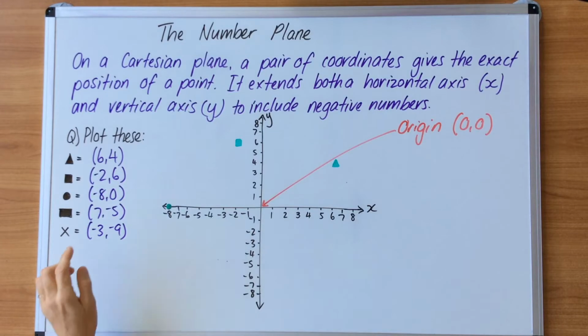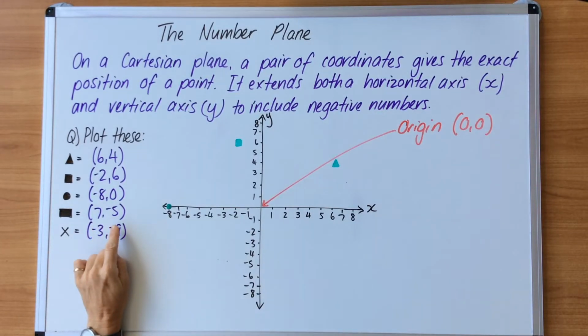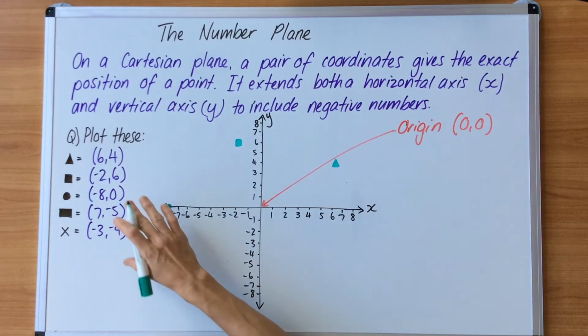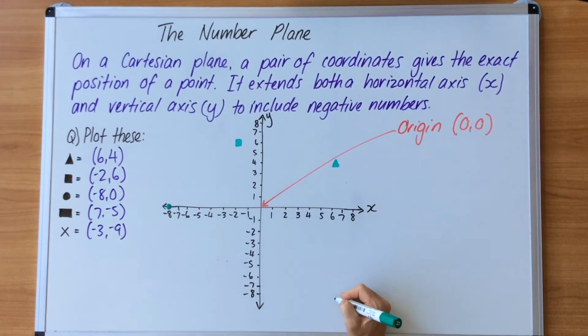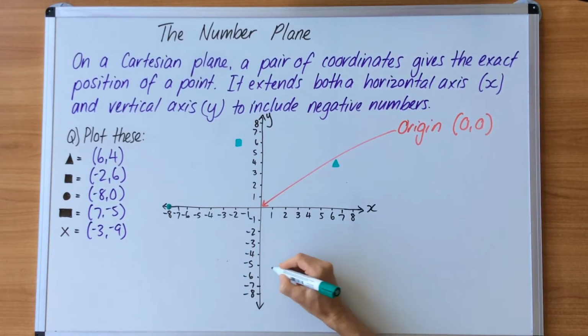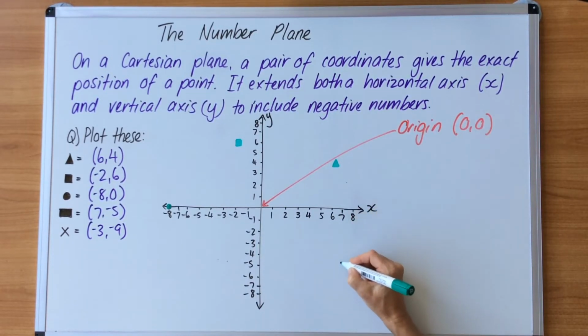The next one is our rectangle at 7 and -5. So we're going to crawl to 7, which is positive, and walk to -5, which is down this way. So -5 is here, 7 and -5. We're going to draw that rectangle.